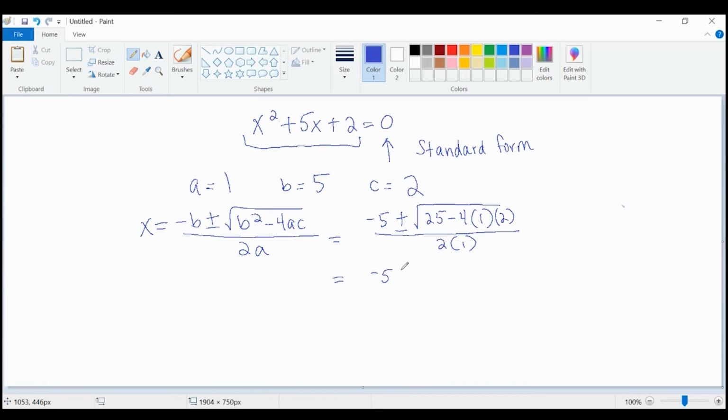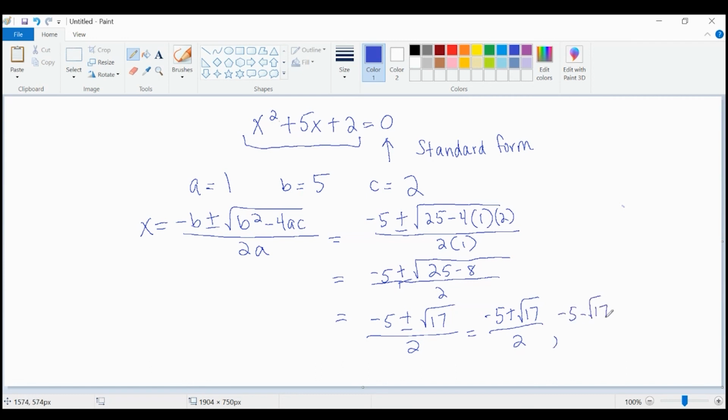Simplifying, we have negative 5 plus or minus the square root of 25 minus 8, all divided by 2, which is negative 5 plus or minus the square root of 17 divided by 2. And at this point, you need to determine what your teacher wants you to do as far as what kind of form you should leave your solutions. This is our two solutions in exact form, negative 5 plus the square root of 17 over 2, and negative 5 minus the square root of 17 over 2.